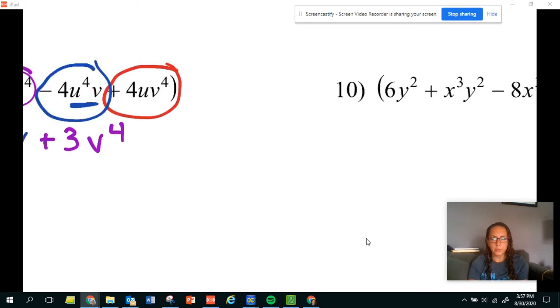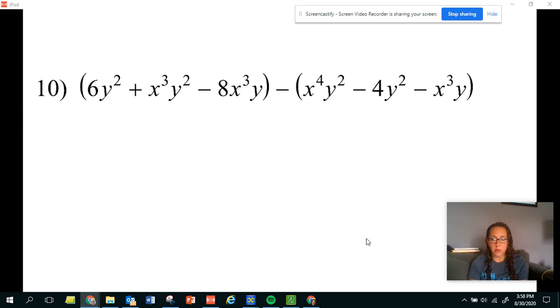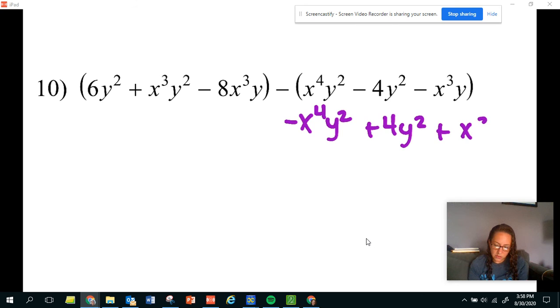Okay. All right. Here, I do have a minus, so be careful with that. Remember that if it's a plus sign, you don't have to change anything. But if it's a minus, you're going to want to change the signs of everything after it. So I'm going to change that to -x4y2. I'm going to change this to +4y² and a +x3y. And I'm going to go ahead and put a 1 there.